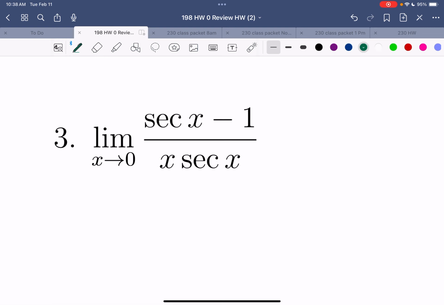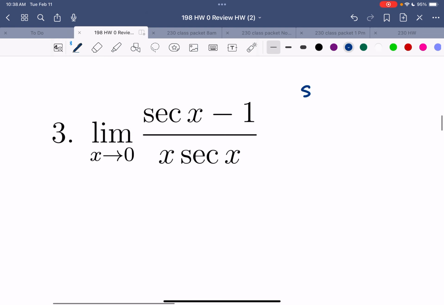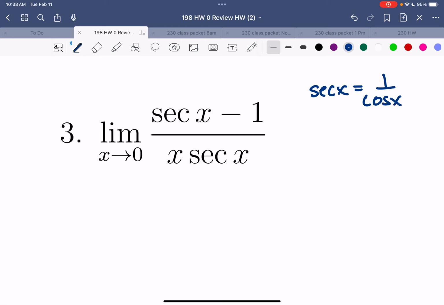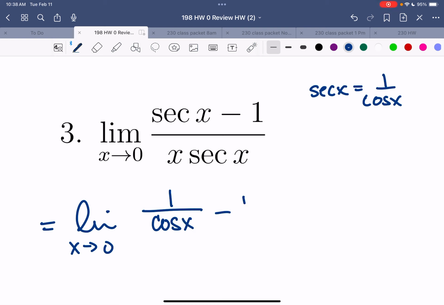So I'm going to use my identity, and the identity I'm going to use is that secant x is 1 over cosine. And I'm going to use that in both places. So I'm going to go ahead and sub that in. So I'm going to have the limit as x goes to 0. And instead of secant, I have 1 over cosine minus 1. And on the bottom, we have x times, and instead of secant, I write 1 over cosine.